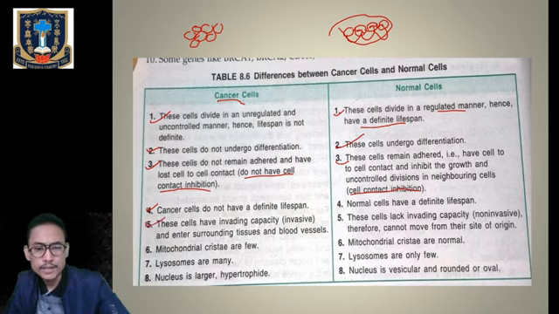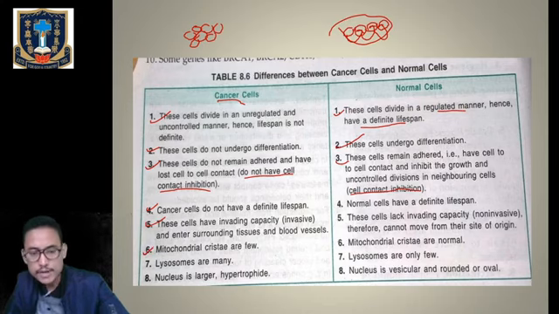Number 5, cancerous cells have embedding capacity. That means they have the property to embed into the neighboring cells and infect the normal cells, whereas normal cells do not have this particular embedding capacity. They cannot move from the site of origin.